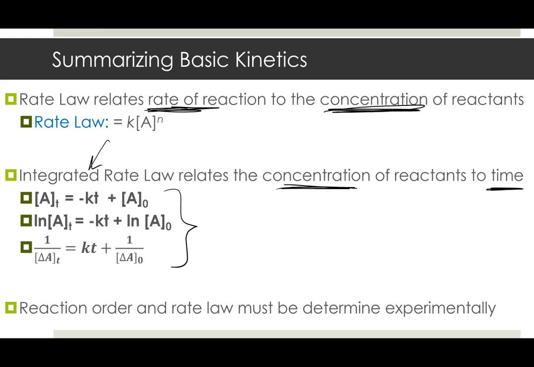Reaction order and the rate law must be determined experimentally. So whether you do what we did in lab and solve for y, or you take the data and go to Excel and graph it, it doesn't matter. Either way, you have to get the experimental data and then crunch the numbers from there to determine the order.